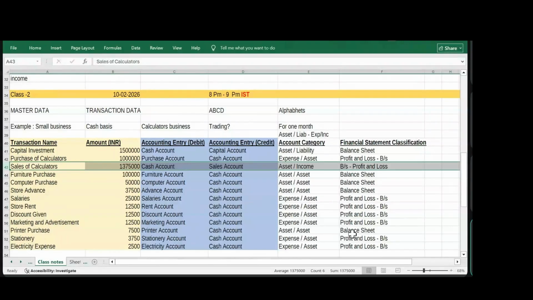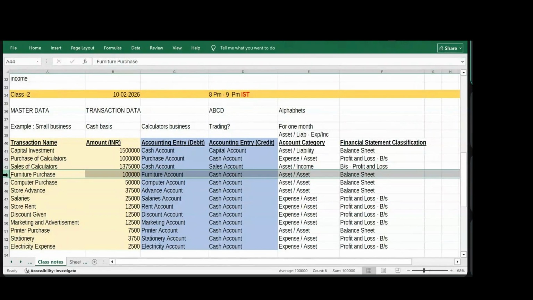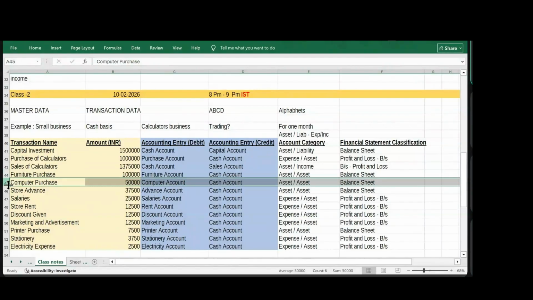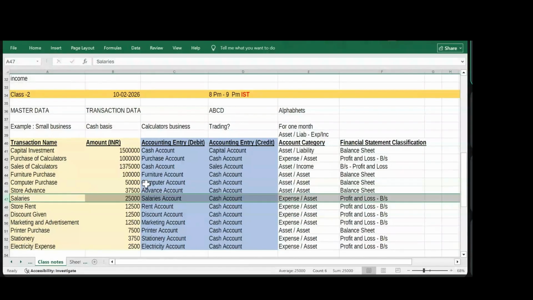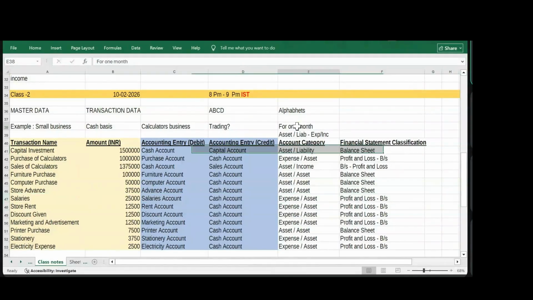Okay. Now next one, furniture we are purchasing. That's an asset account. Both are assets. Furniture is also an asset, cash is an asset, and it is going to be balance sheet. Both are balance sheet. I purchased the computer. I paid some advance for the shop that I'm going to set up. Then I need to pay salaries. This is for 1 month.